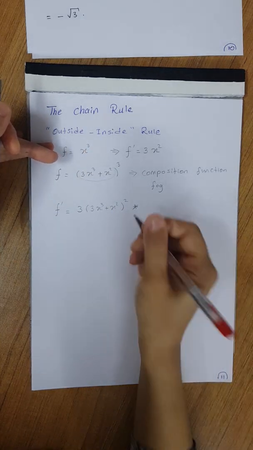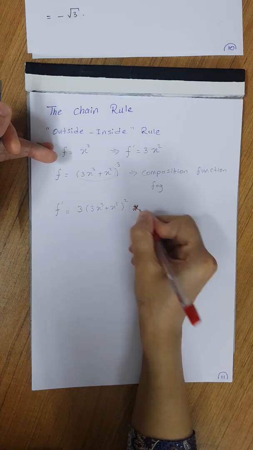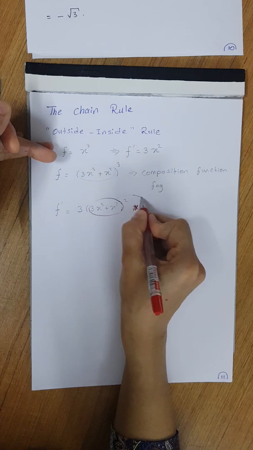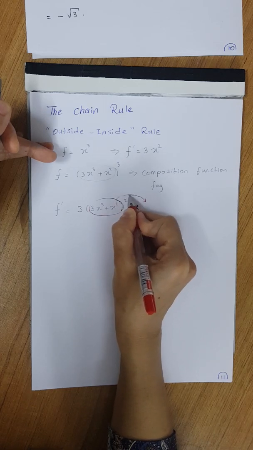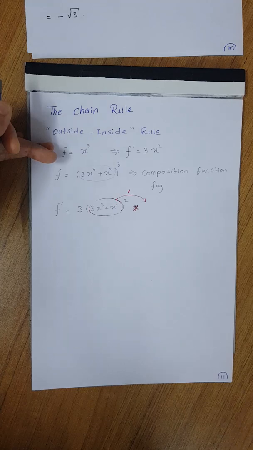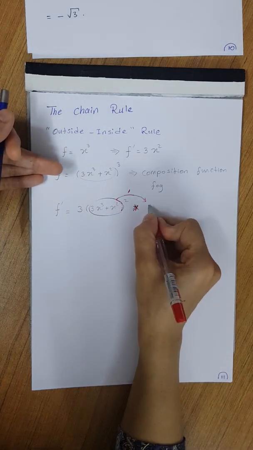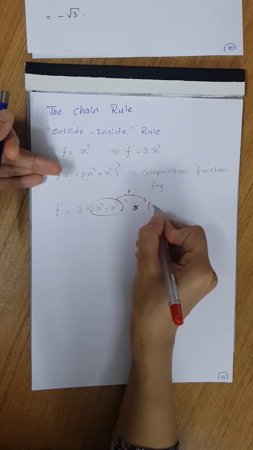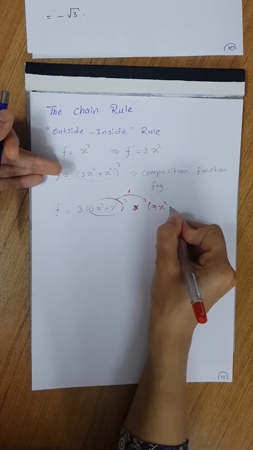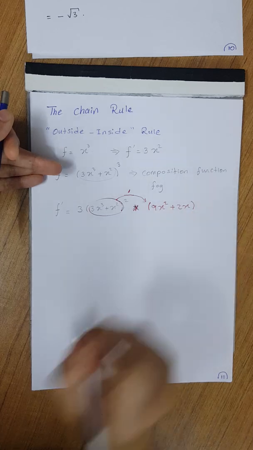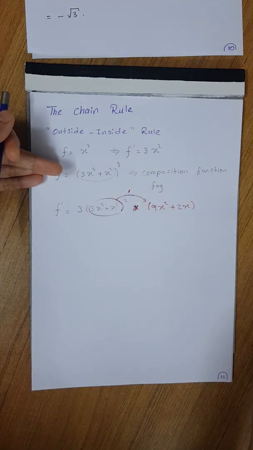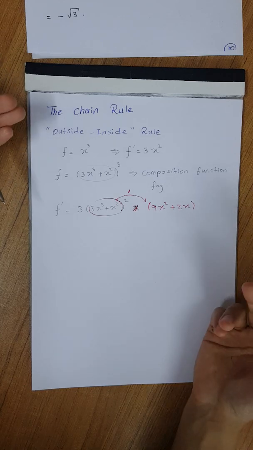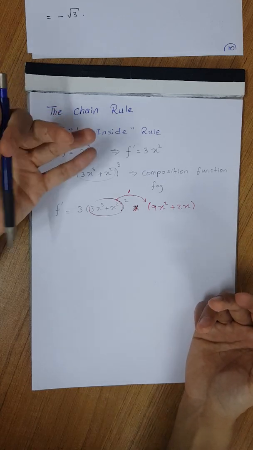What is that thing? I have to multiply that derivative by what? By the derivative of inside. Okay, the derivative of inside. I'm taking that derivative. So what's that derivative? The derivative of inside, that's equal to 9x squared plus 2x. Okay, so that one is called the chain rule, finding the derivative of a composition function, or we can call it the outside inside rule.